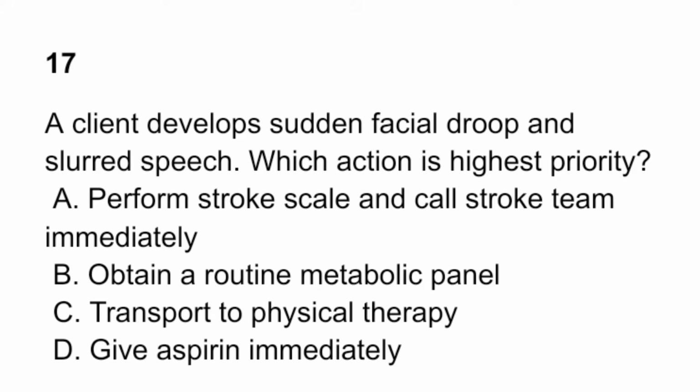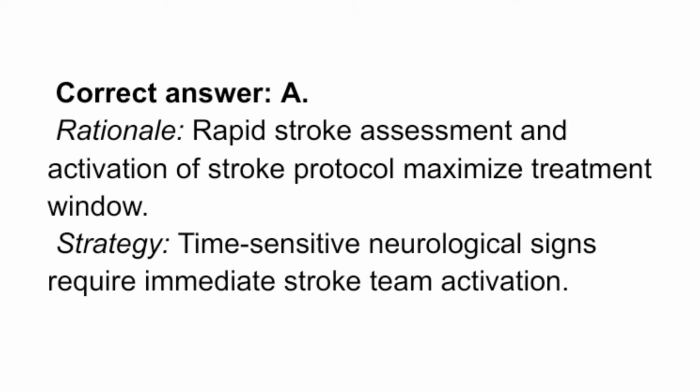17. A client develops sudden facial droop and slurred speech. Which action is highest priority? A. Perform stroke scale and call stroke team immediately. B. Obtain a routine metabolic panel. C. Transport to physical therapy. D. Give aspirin immediately. Correct answer, A. Rationale: rapid stroke assessment and activation of stroke protocol maximize treatment window. Strategy: time-sensitive neurological signs require immediate stroke team activation.